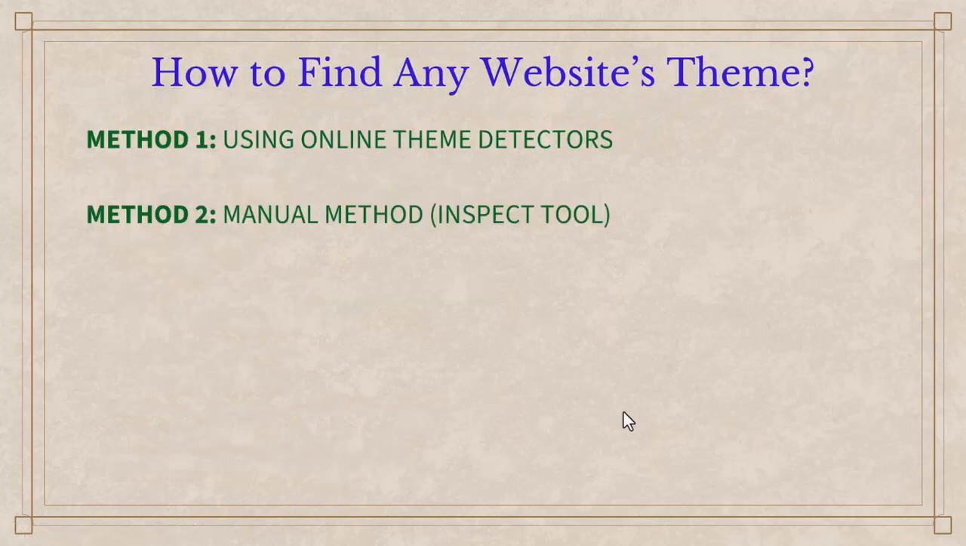So to find out any website's theme, there are two methods available. The first method is online theme detectors, and the second method is the manual method using the inspect tool. I will demonstrate both methods in this video.